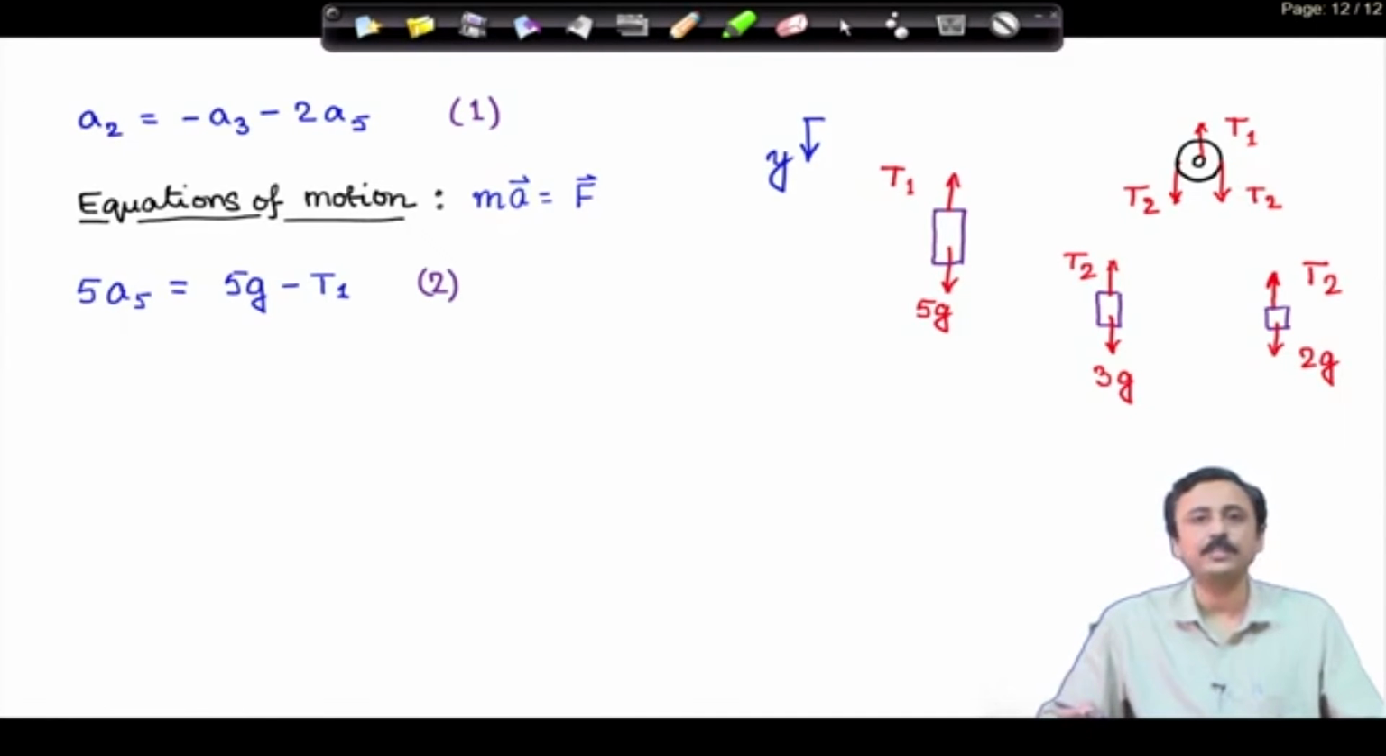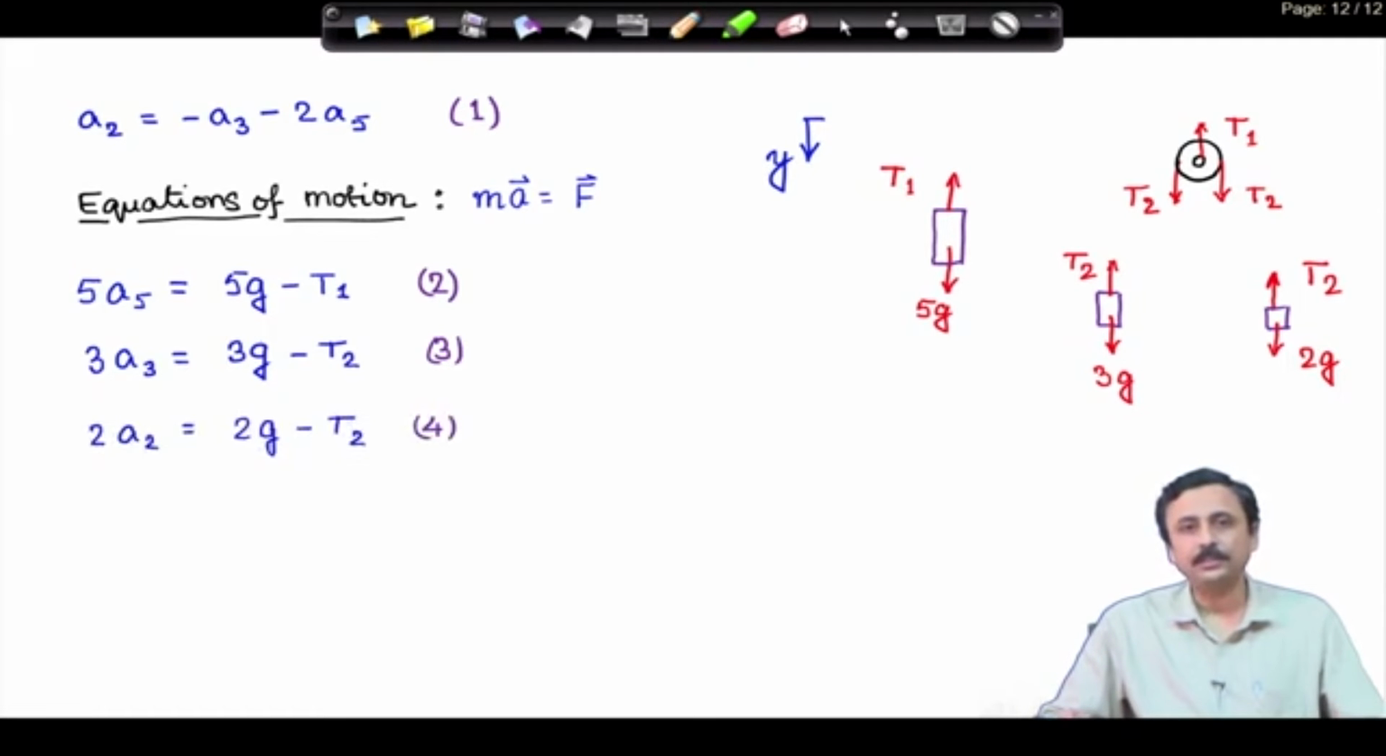Remember, force has to be represented in the same reference frame as we are doing the kinematics. Therefore, this 5g, the weight, is acting vertically downwards, so that is positive on the right hand side as a force, and tension is acting vertically upwards, that is negative. So, 5g minus T1 is the net force on the 5 kg block. Similarly, for the 3 kg block, 3 times a3 is equal to 3g minus T2.